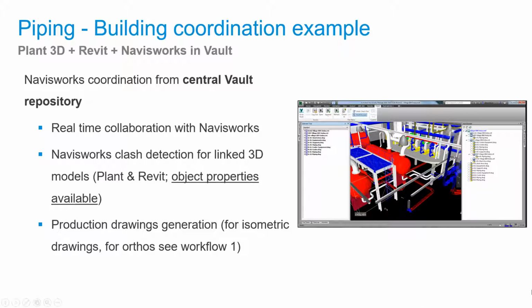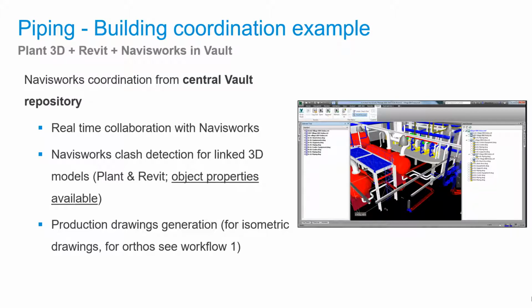This will be real-time collaboration with Navisworks. We'll perform clash detection for linked 3D models, with plant and Revit object properties available. This is quite a big thing here. Navisworks shows both plant and Revit object properties aggregated in a coordination model, including both Plant and Revit models.